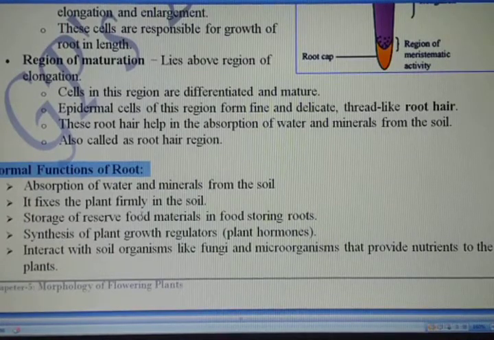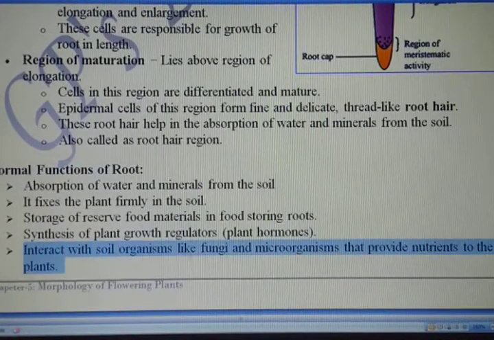associate with these roots. Organisms like fungi or some bacteria come in association with the root and help in providing the root with nutrients, for example nitrogen and phosphorus. Fungi form mycorrhiza, which absorbs phosphorus and provides it to the plant. Whereas nitrogen fixing bacteria like rhizobium provide nitrogen by fixing atmospheric nitrogen into nitrate. That's why this last point is to interact with soil organisms like fungi and microorganisms.